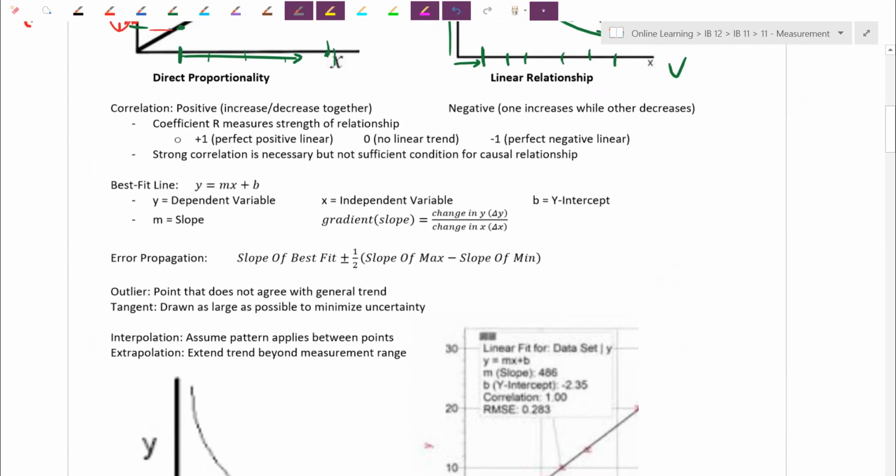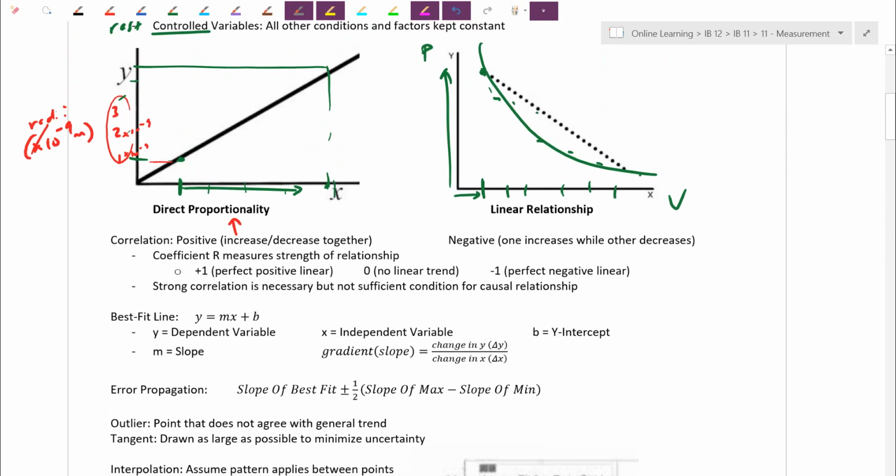Lastly here, just some more terminology. Because we are looking at correlation, we're looking at relationship. They either increase together or they decrease together. If they increase together, they're called proportional. How is proportional different from linear?